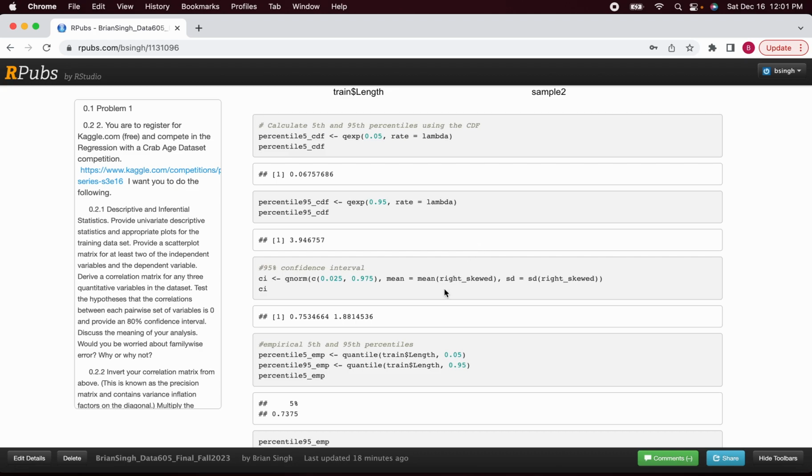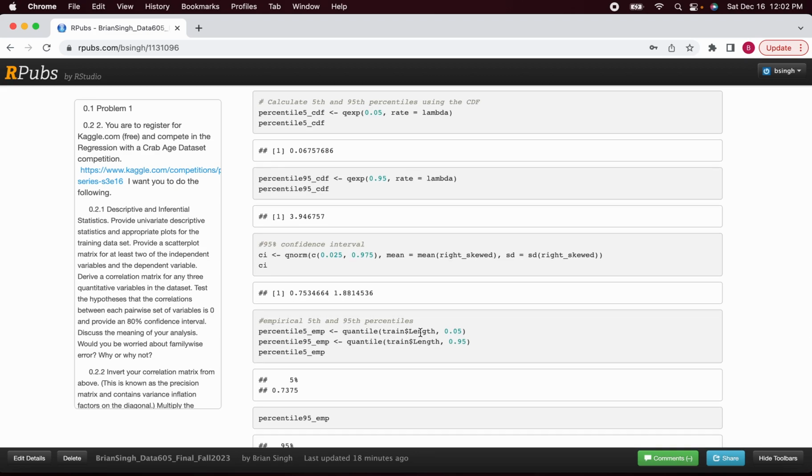So then it wants us to calculate the confidence interval based on that, and the 95% confidence interval is just telling us that we're 95% confident that the mean of length in the population is between these two values, 0.75 and 1.88 or 1.9.